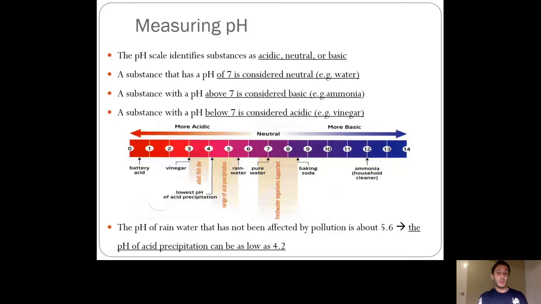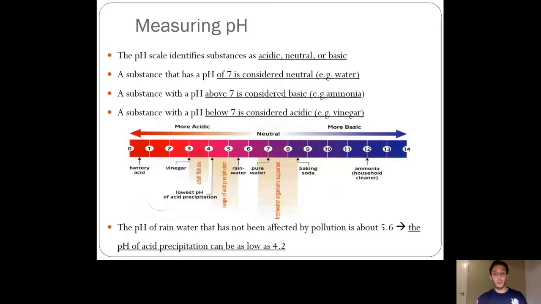At low enough pHs, organisms will die. If you look at this diagram here, it shows the pH scale, and there's a certain section in between pH of 4 and pH of 3. It says adult fish die. So what we can see there is one of the effects of acid rain.